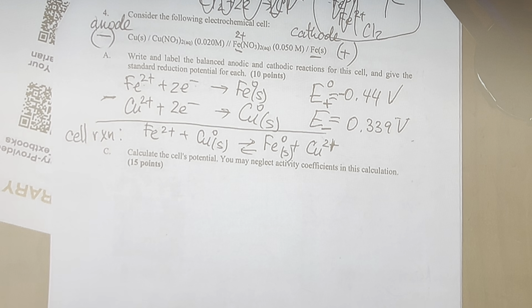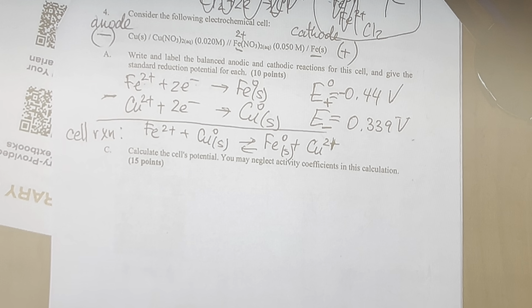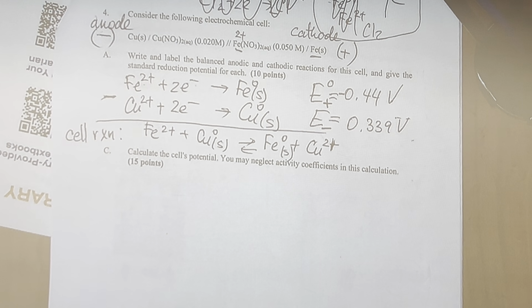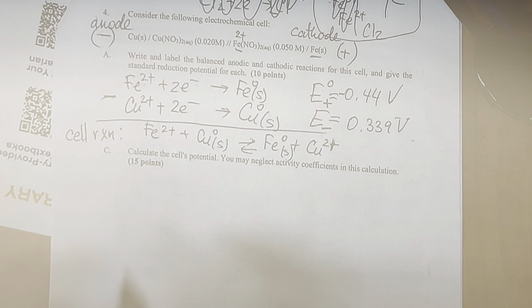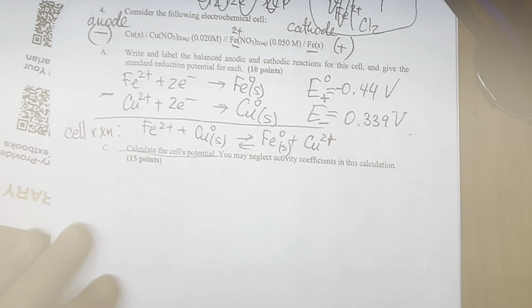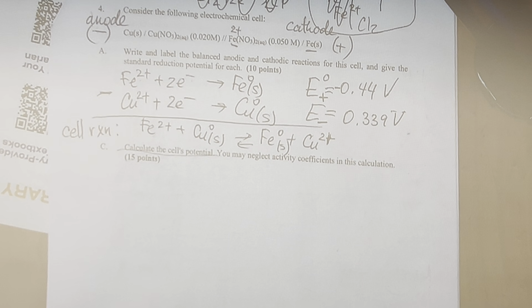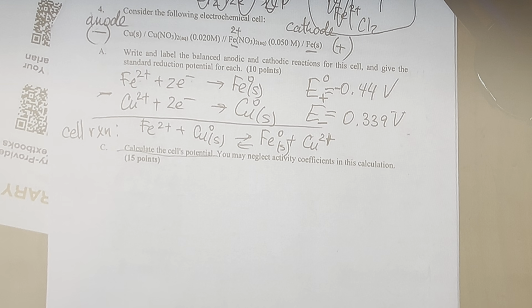Okay, if we had standard conditions, everywhere we would have 1 mole of solutions or 1 bar pressure if we had gases. Then potential for the cell would be just standard potential at cathode minus standard potential at anode. But we do not have standard conditions. So whenever I say calculate the cell potential, it means I want you to use the Nernst equation, okay?